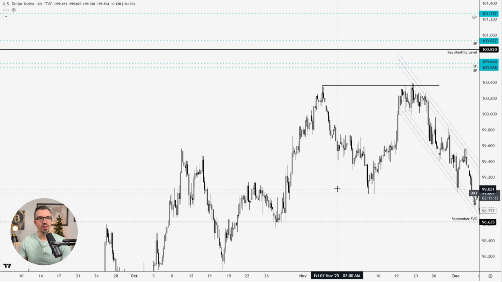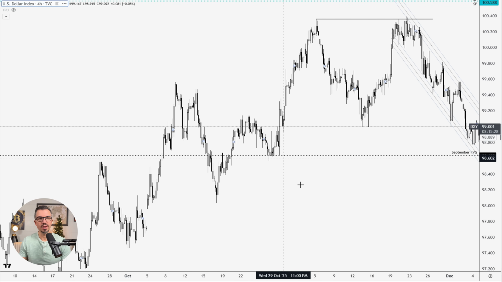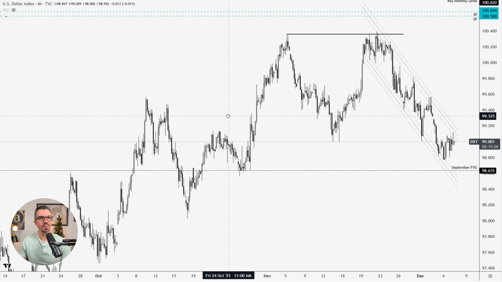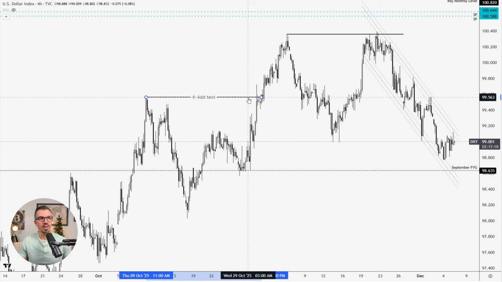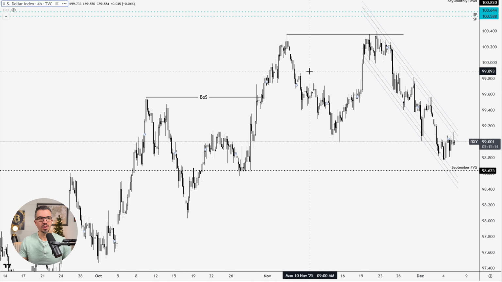So if we look at this now, what we have to do here is use the low down here. So this low right here is the one that actually triggered the last break of structure. So if we draw this out from this high right back here, this is technically the last confirmed break of structure on the way up. So this is the low right here that dollar bulls have to hold. So right around 98.60.